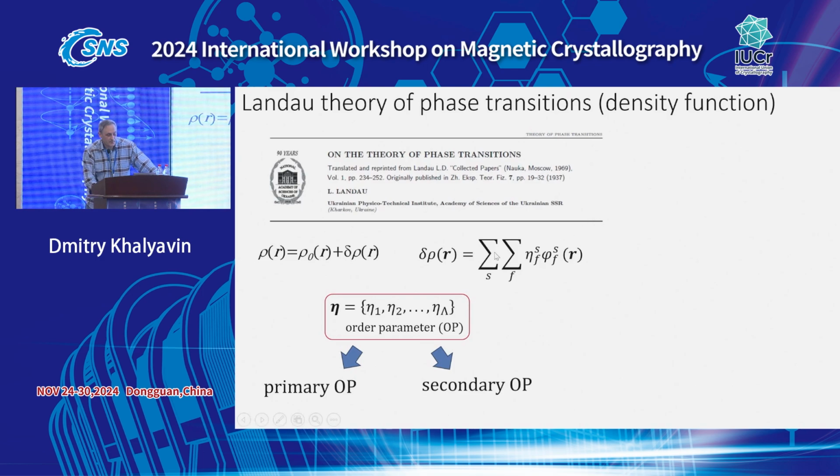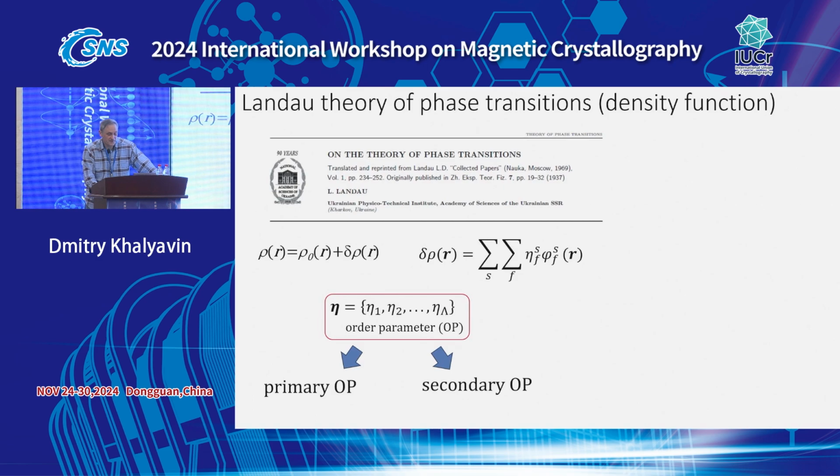So, in this sum we have a sum over S, so it goes through all the irreducible representations. And F, if the representation is multidimensional, then the F index enumerates the basis functions for multidimensional irreps. So this is an absolutely rigorous expression. It must be like that. It's not an approximation. It comes from the properties of irreducible representations.